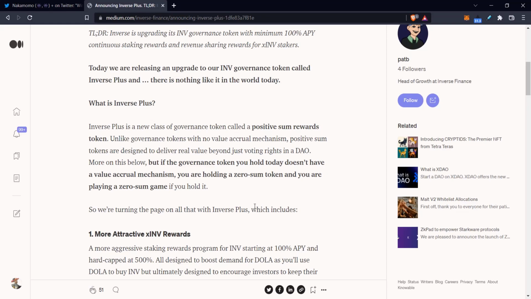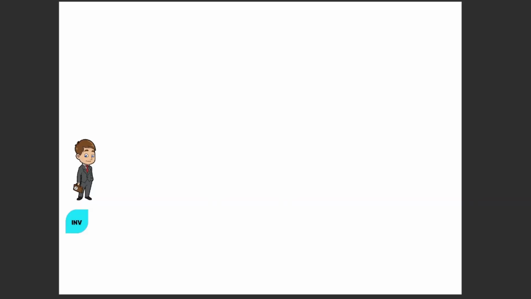Now, let's go over to the flowchart and I'll explain to you what they're doing with this token. Okay, so here we have Dollar Bill, and he's an INV token holder. So he holds the INV token and he wants to put it to the most use possible. Okay, so what can he do with this token?